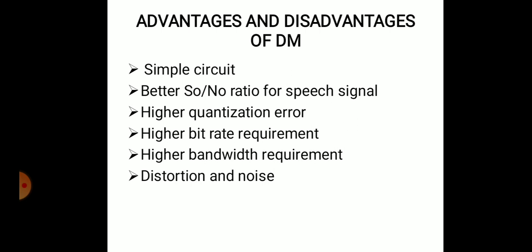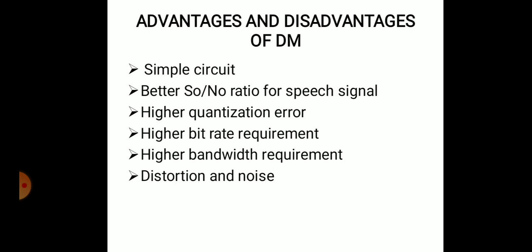Number three is the higher quantization error. Maximum possible error due to quantization is del, that is the step size, in delta modulation, and del by 2 in PCM, where del is the step size. Now, the next point is the higher bit rate requirement. For the same quality of transmission, the bit rate needed for delta modulation is much higher than the PCM system. Next one is a higher bandwidth requirement. Yes, the bandwidth needed by DM is more than PCM.